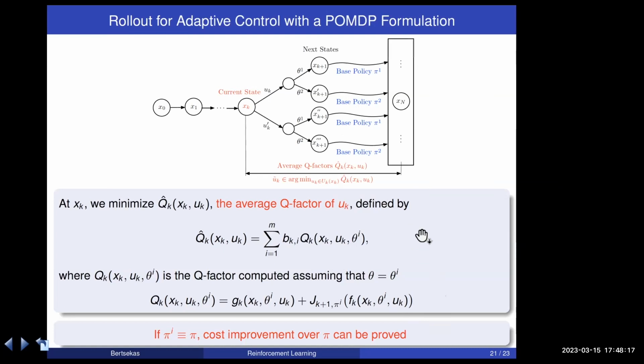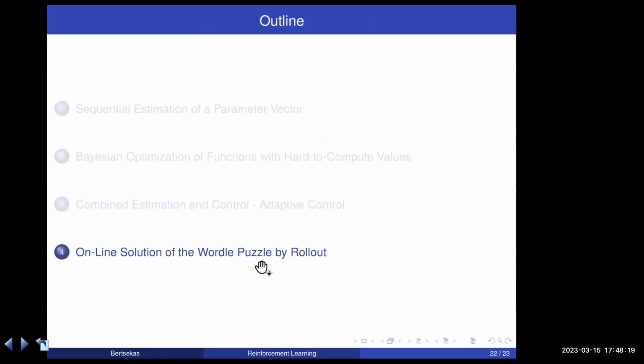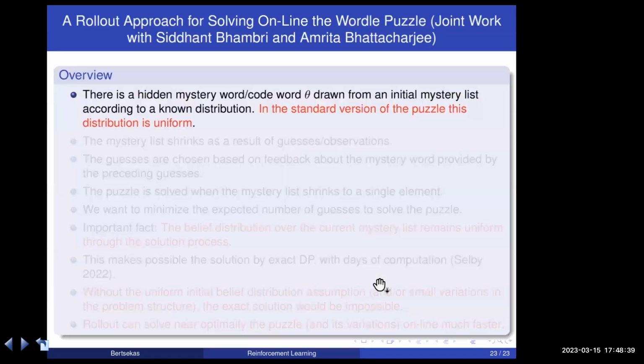And now we want to go into the Wordle puzzle. It's an exciting project from last year. Siddhant and Amrita did this term paper project. And then it blossomed, with interesting results, both in theory and as a practical application. Let me provide you with an overview, and then I'll turn to Siddhant and Amrita.